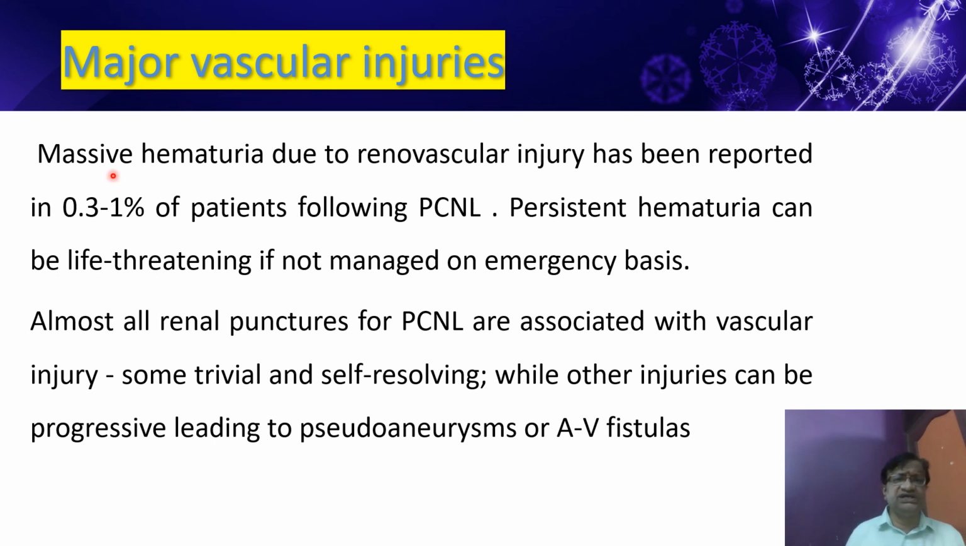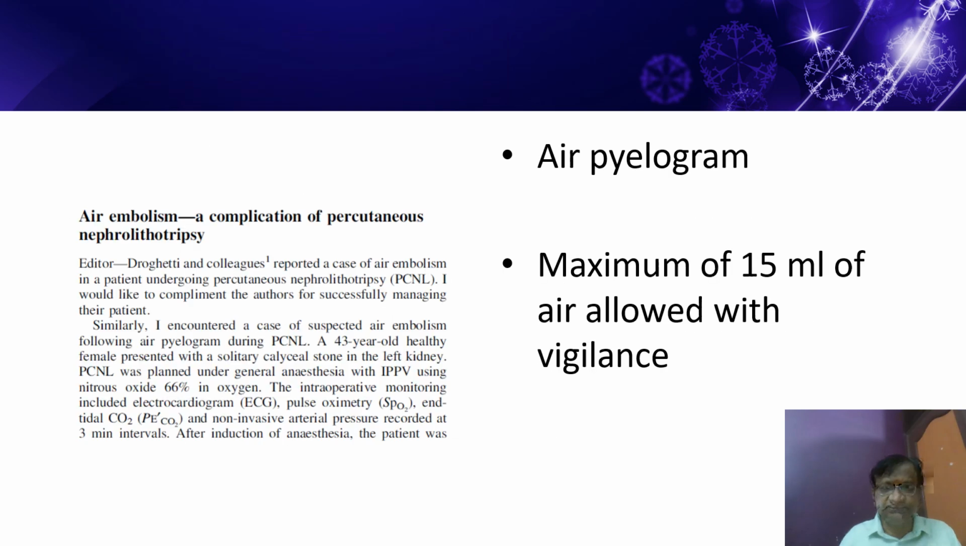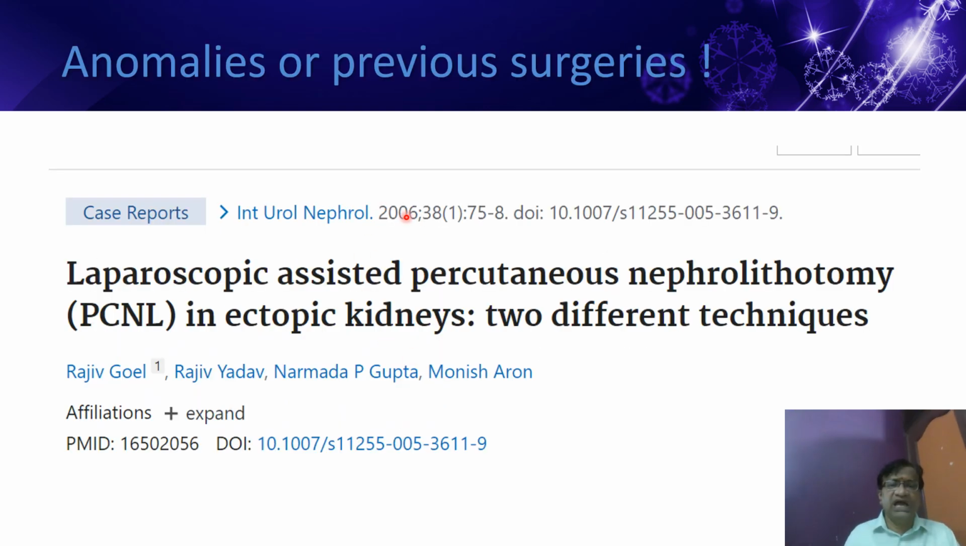Major vascular injuries, hematuria can occur in one person. Persistent hematuria may be very rarely life-threatening. Or also some injuries, some blood will come continuously for a few days. That is not a matter. But major vascular injuries, beware. Air pyelogram. So they want to do air pyelogram. Sometimes they may go on to air embolism. Anomalies or previous surgeries in ectopic kidneys.